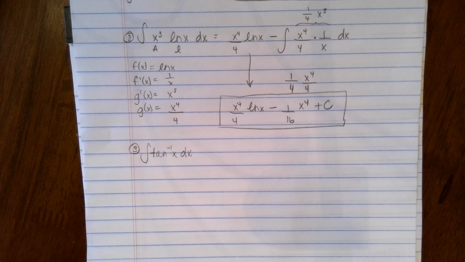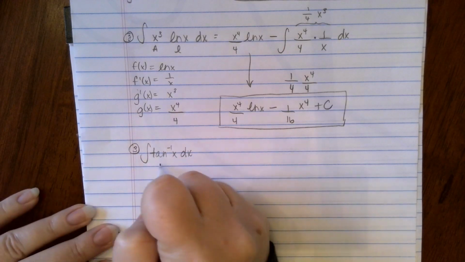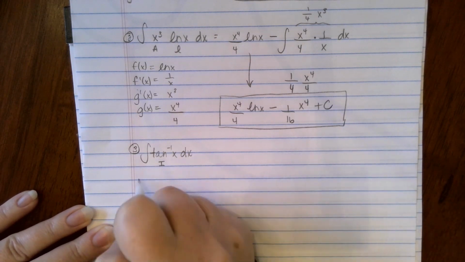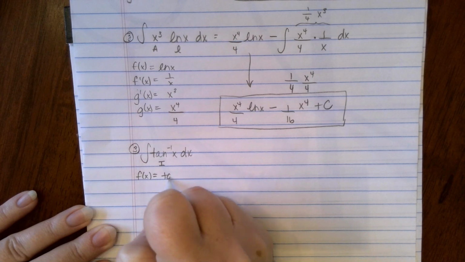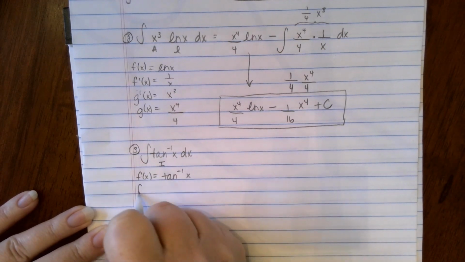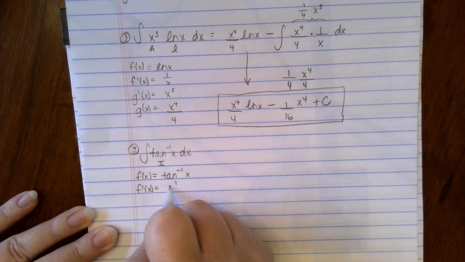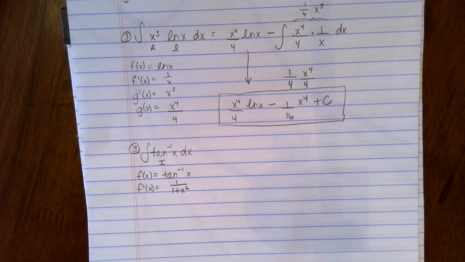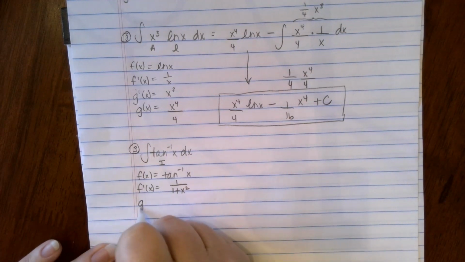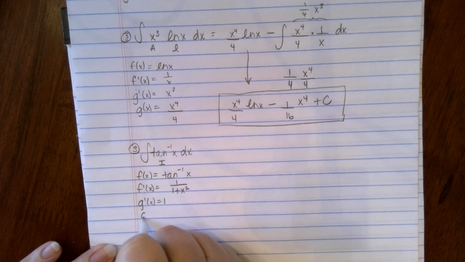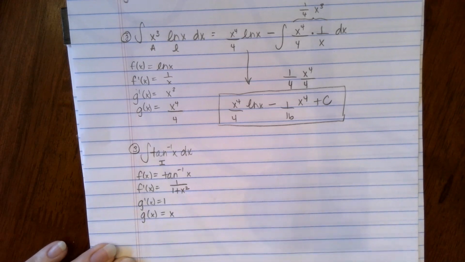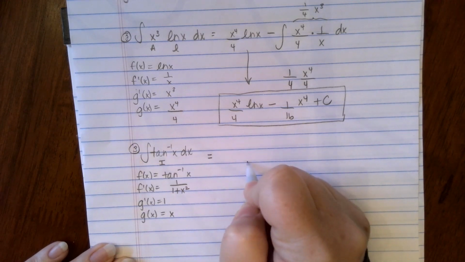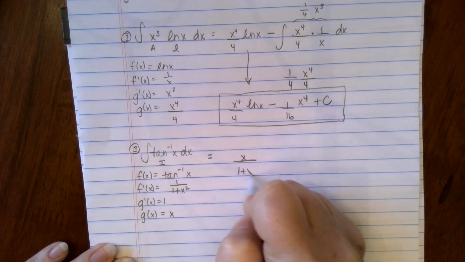See how you do. All right, so this is an inverse trig function. So when we're doing LIATE, it's the only one there. So f of x is equal to tan inverse x. The derivative of tan inverse x is 1 over 1 plus x squared. Okay, remember that from your inverse trig. g prime of x, remember, is just 1. So g of x is equal to x.